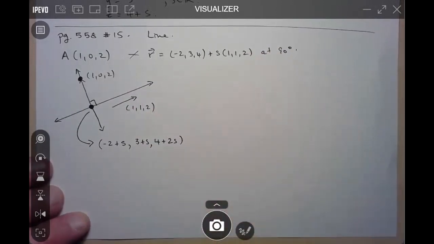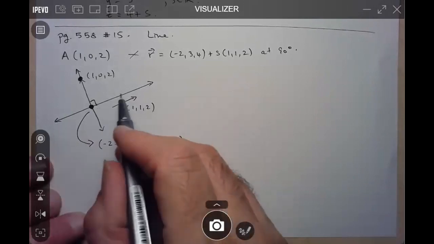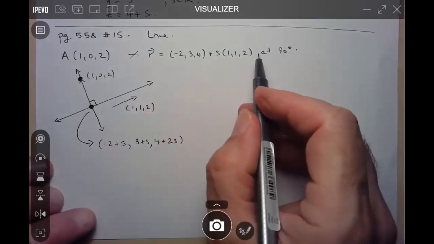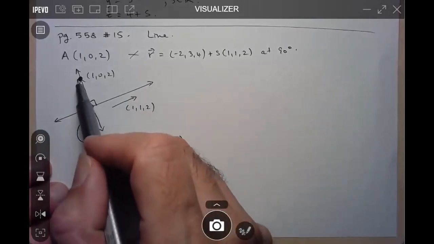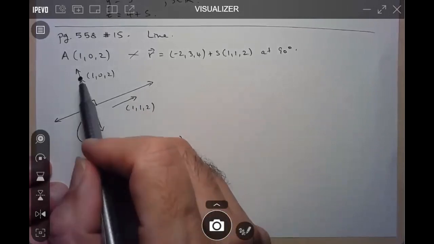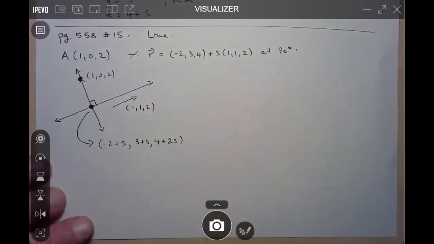Okay, so I just want to make sure you're seeing what I'm doing here. Because this intersection point is on the line that's given, it can be written in this form. But look what I can do now. I can join this with the point that I know on the line.